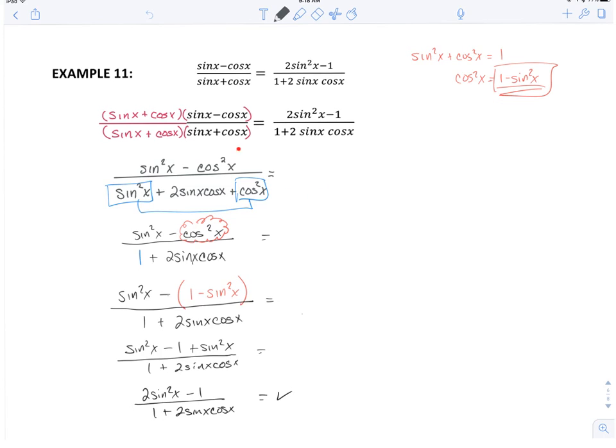So that's a good test level question. A lot of conversions there, but really the key is recognizing this 1 plus 2 sine x cosine x came from this square of a binomial, sine of x plus cosine x multiplied by itself. And we'll see this trick several more times throughout this chapter. Anyway, there you go, all finished.